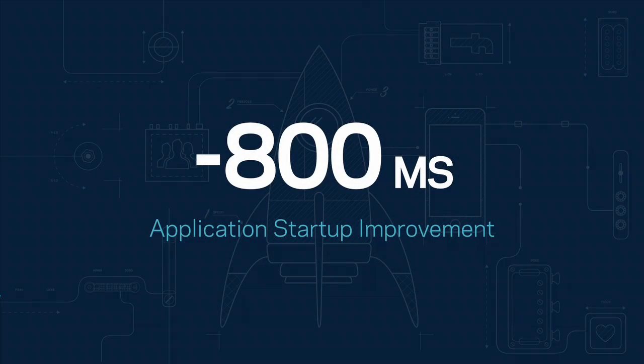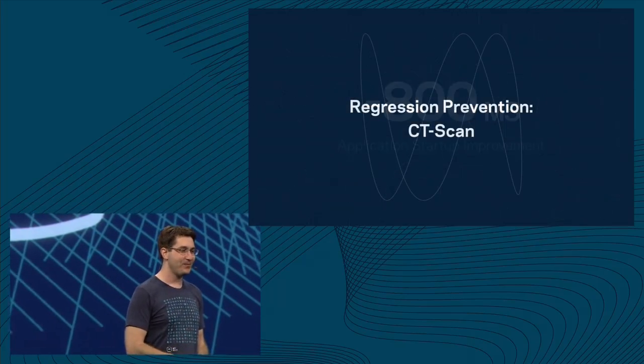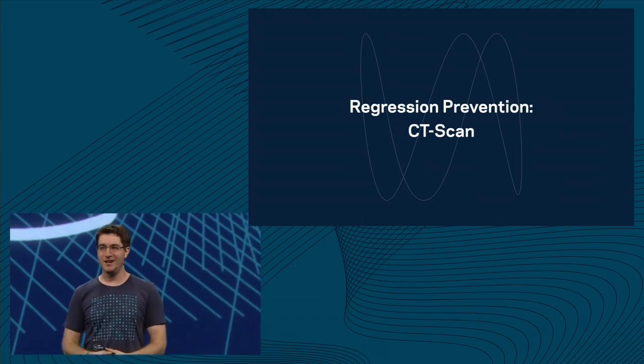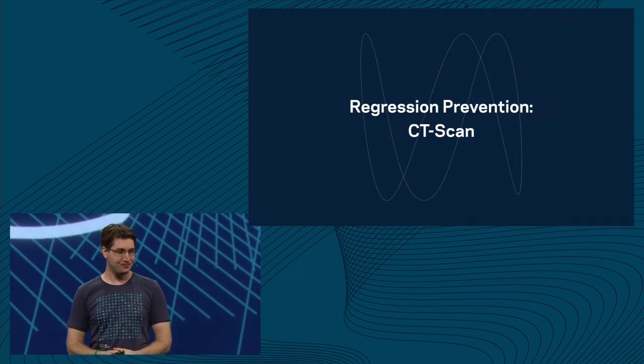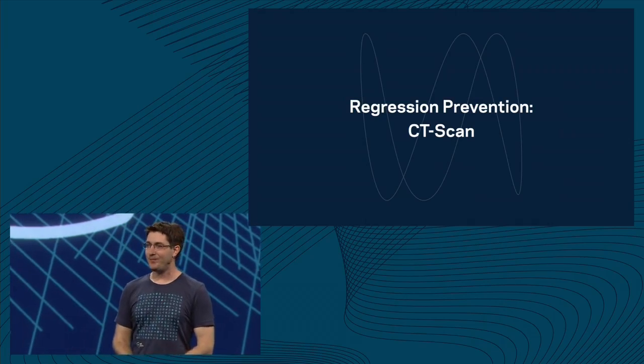So this is amazing. We're super excited. Finally, we're making a big impact in our cold start. But even as we're sitting around patting ourselves on the back, there's one fear that's creeping up behind us, and that is regressions. What if someone checks something into the code that regresses us and undoes all this hard work that we made? So to prevent regressions, we developed CT-Scan.